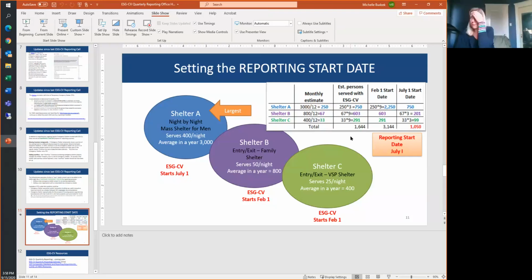No. If they don't start till October, they're going to be considered a late starter, and you'll show them with an October start date in the first real quarter that you report on.